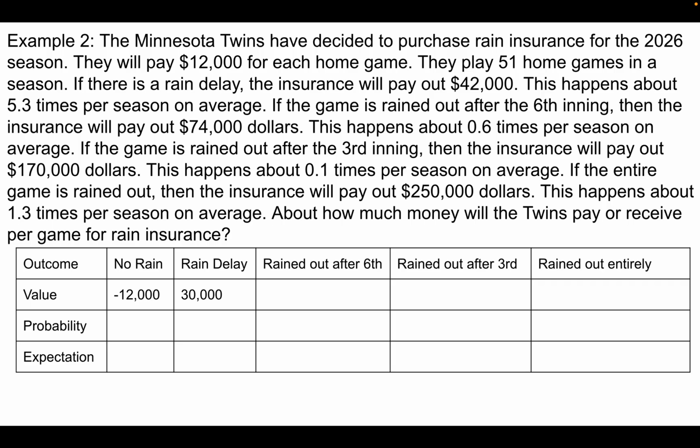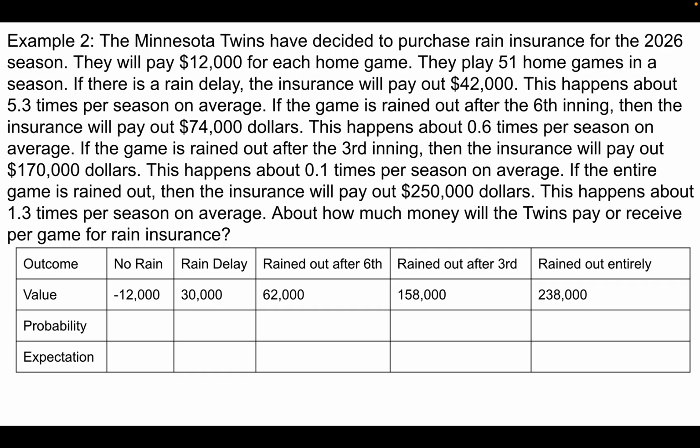Same thing if it's rained out after the 6th, we'll do 74,000 minus 12,000, so that'll be 62,000. Rained out after the 3rd, we'll do 170,000 minus 12,000, that's 158,000. If it's rained out entirely, we'll do 250,000 minus 12,000, so that'll be 238,000.